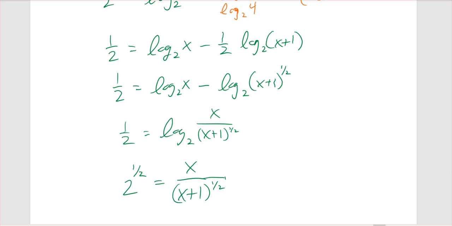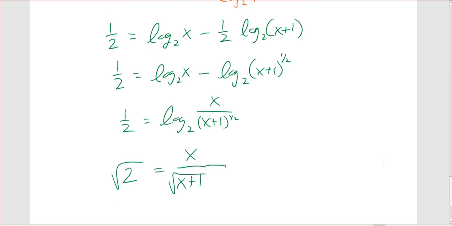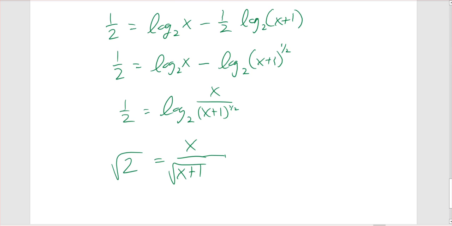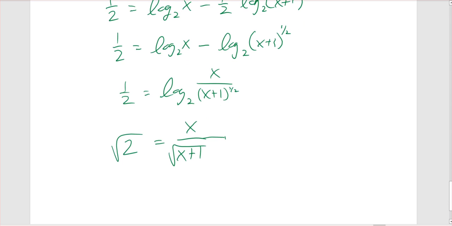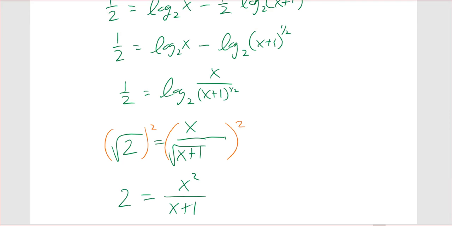Okay, we'd probably be more comfortable looking at this with radicals, right, instead of exponents. We know that raising something to the 1/2 power, that's a square root, right? We know this as exponent rules. So now what? We want to probably get rid of all the radical stuff. That might be a decent strategy. So if we square both sides, what happens? We got 2 on the left, and on the right-hand side, we got x squared over x plus 1.